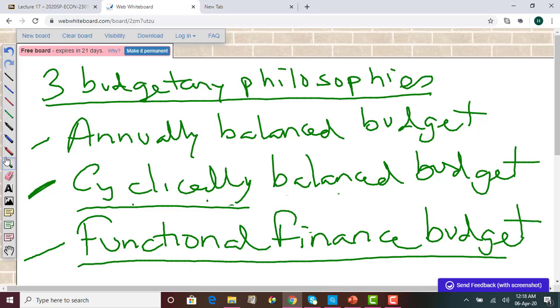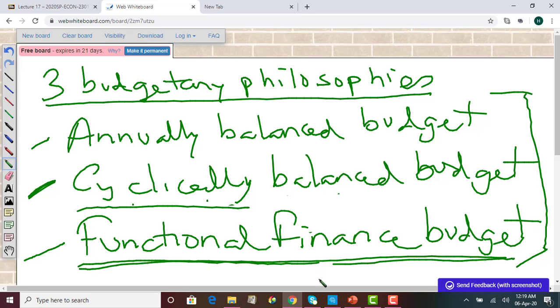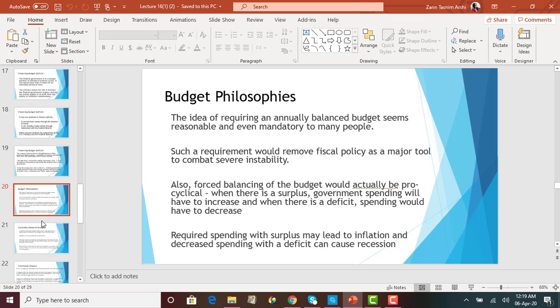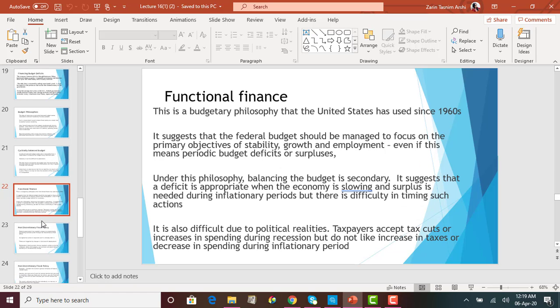Okay, and again, this theory says that in the short term, it is okay to have some deficits or surplus as long as we have long-term growth or long-term stability. That's what the functional finance budget is saying. So the focus is not on the budget, the focus is on economic growth and long-term stability. Basically, it is okay to have some short-term deficits or surplus as long as we have employment, output, and stability in the long run. So these are the three budgetary philosophies that we have, and you need to know this. These will be in your multiple choice questions, so make sure you know the different types of budget philosophies. These will cover slides 20, 21, 22, and 23. Slides 20, 21, and 22 basically talk about these three different budget philosophies.